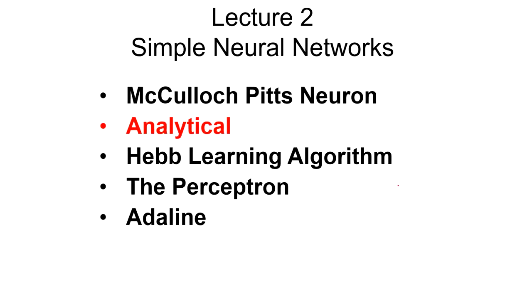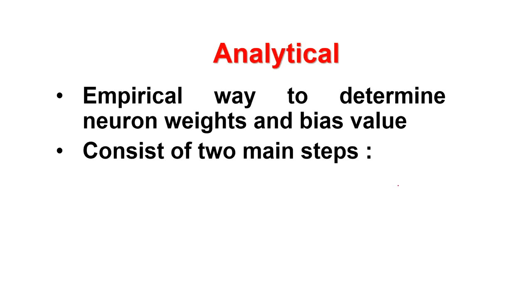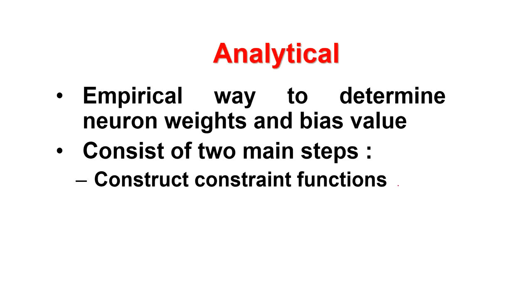In the next part, I will cover the first method, which is how we can tune or configure the weight by using the analytical method. This is the heuristic empirical way to determine the neuron weights and the bias value. In summary, this method comprises only two main steps. The first step is to construct the constraint functions, which are constructed based on the given input samples.